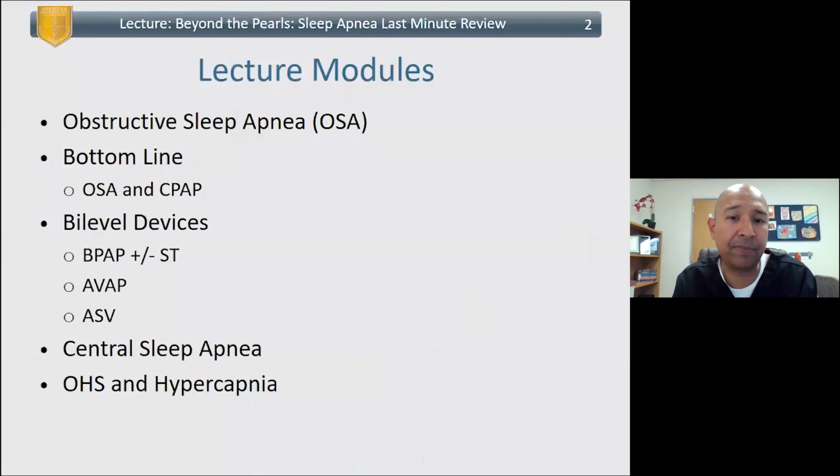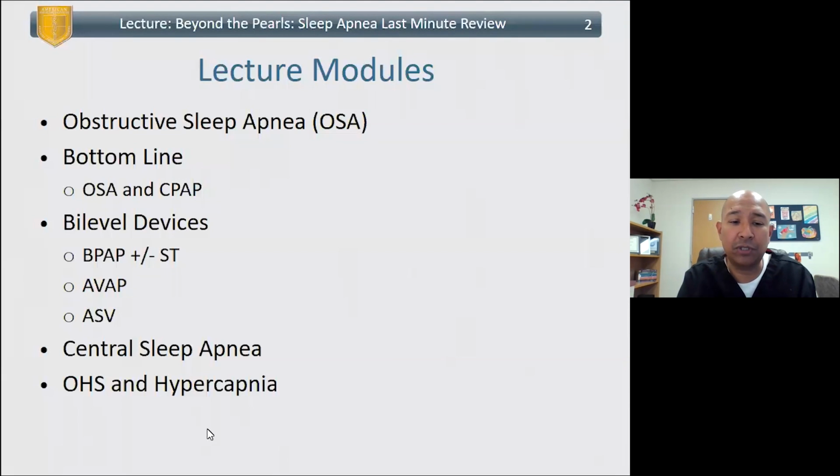Okay. So here's going to be our road map for today. We'll start off with just OSA. We'll talk about what the data shows, what the evidence shows about CPAP: primary prevention about certain diseases, secondary prevention, and how do you get patients to keep their CPAP on and not rip it off. Then I want to talk about some advanced devices, a lot of the bi-level devices. We'll definitely talk a little bit about AVAPs and ASV, adaptive servo ventilation. And then, of course, I couldn't resist putting in some central sleep apnea stuff. Though it's a small, tiny percent of sleep apnea, it's still important to talk about it.